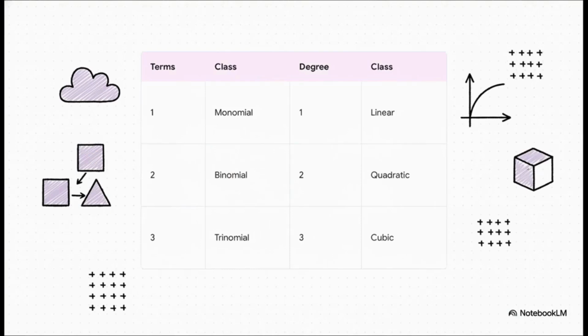So it's totally crucial to know how to instantly identify the class of any mathematical object you bump into. If it's just got one term, it's a monomial. 2, binomial. 3, trinomial. Simple enough, right? Then we look at its power level, its degree. A degree of 1 means it's linear, a degree of 2 is quadratic, and a degree of 3, that is a cubic polynomial. Getting familiar with these classes is your very first step to mastering the matrix.